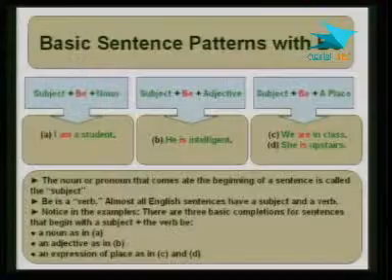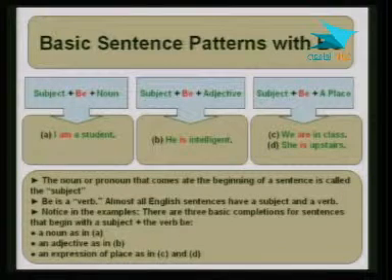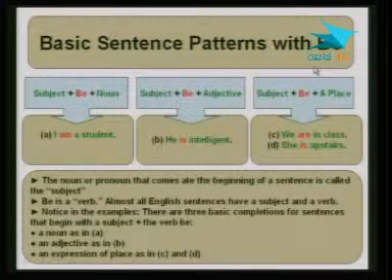So let's just look at it very briefly, the last slide that we discussed last time, which is the basic sentence patterns with the use of the verb be. Okay, so let's go to the first slide in today's session. And you can see here the basic sentence patterns with be.